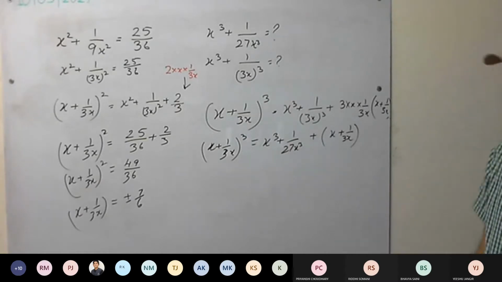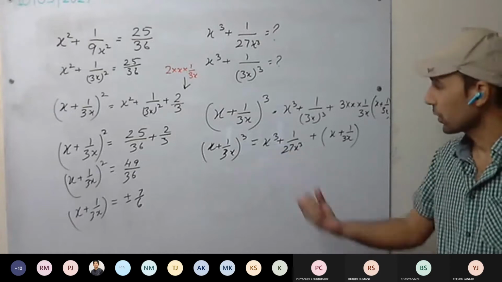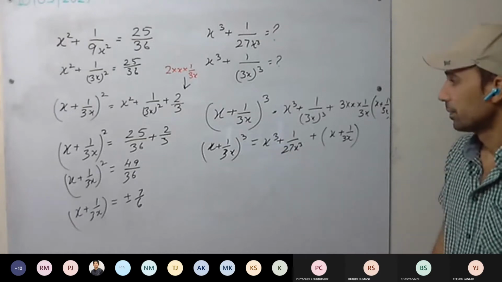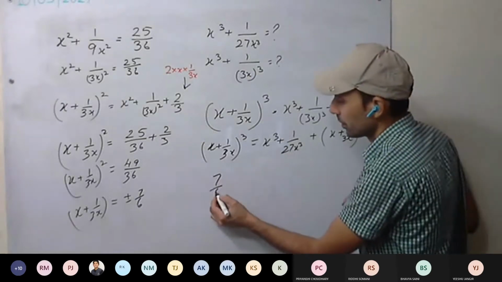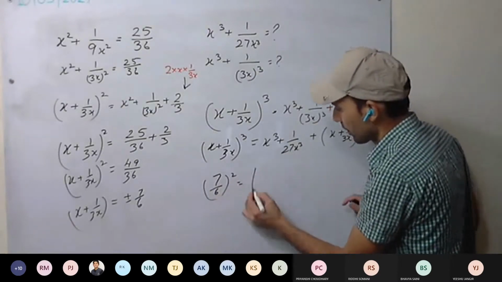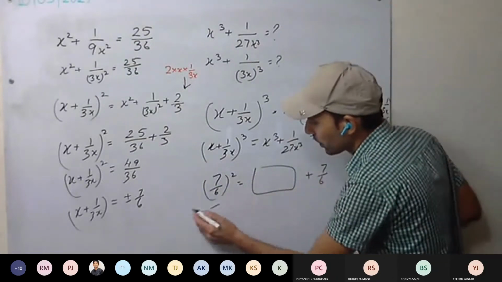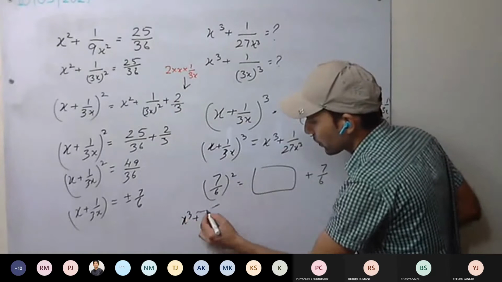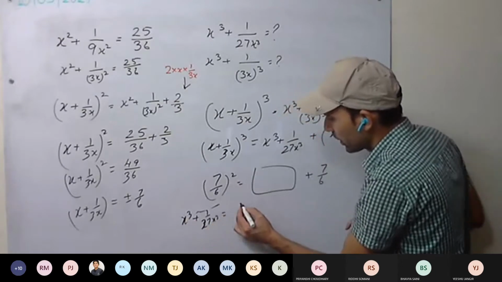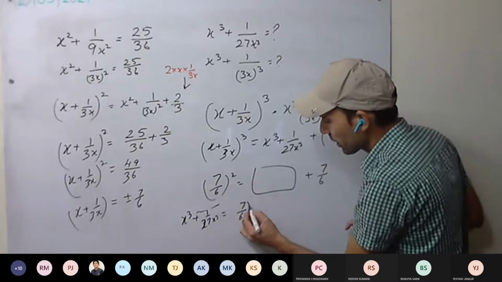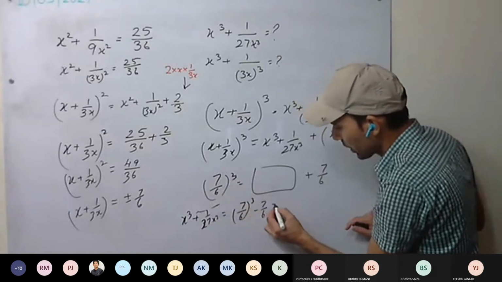Solve it, everyone. Has everyone got the answer or not? Its value we have to calculate. Plus 1 upon 6. So x cube plus 1 upon 27x cube equals 7 upon 6, the whole cube, minus 7 upon 6.